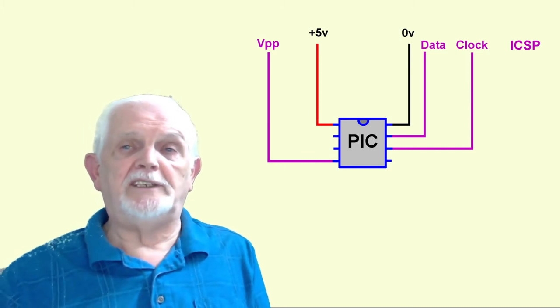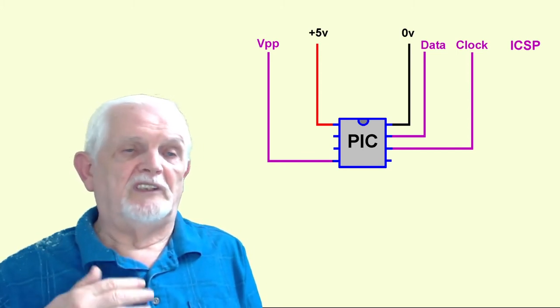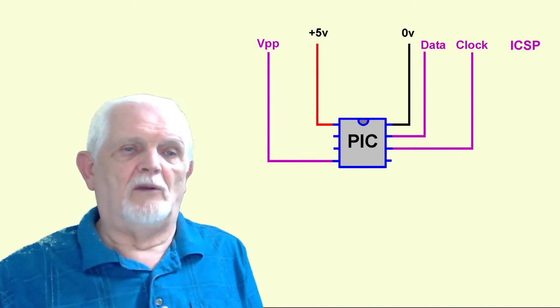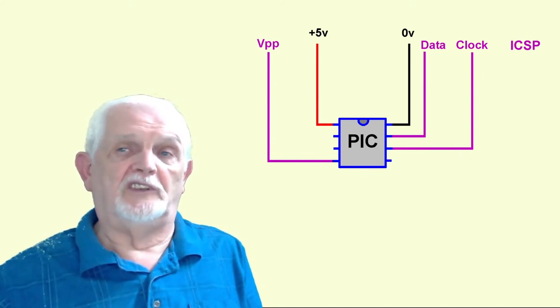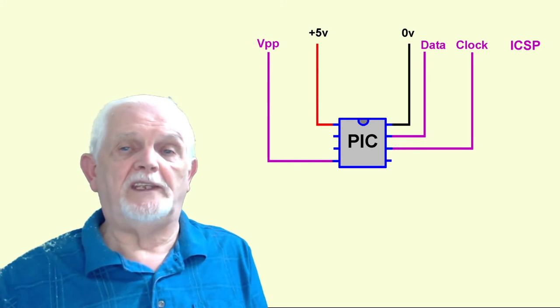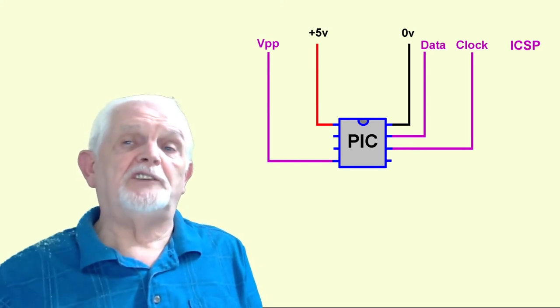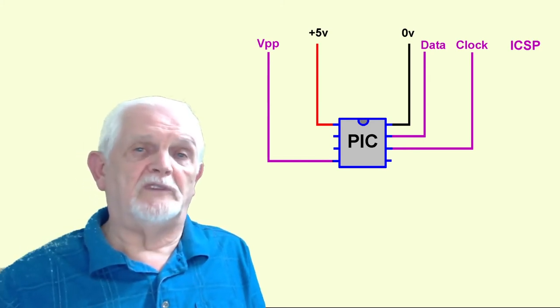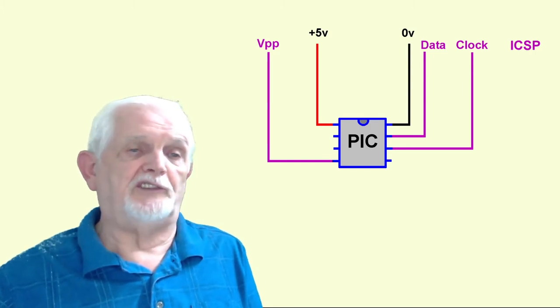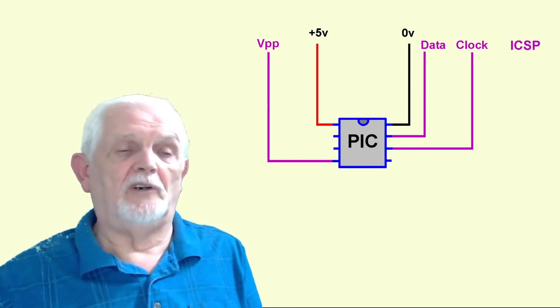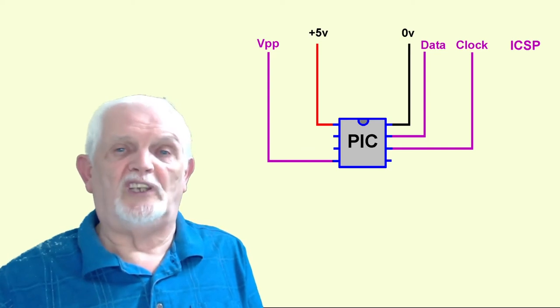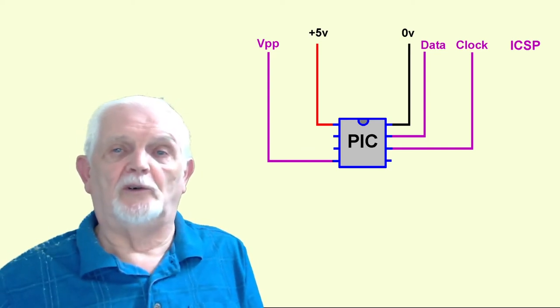So the stream of data comes in the data line, and it's sent through one bit at a time from the clock itself. So you need those three. You only need those three for programming. Once you've programmed, you don't need to use those lines for ICSP anymore. You can use them for ordinary input-output. That's why you end up back with 6 I/O.